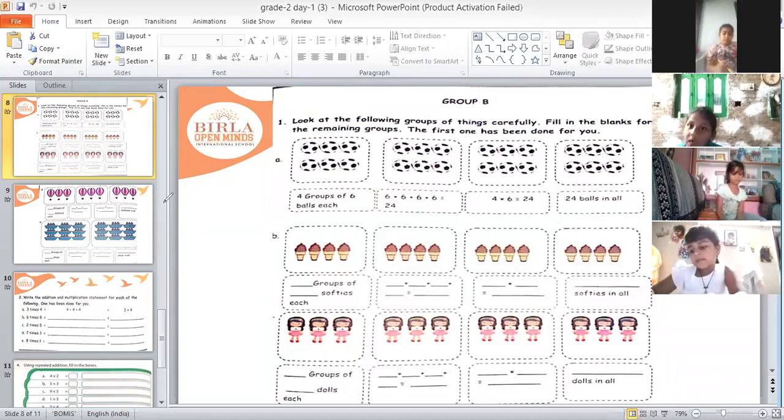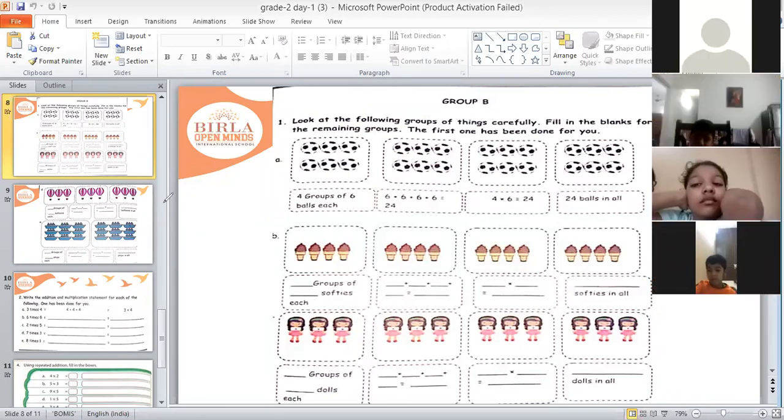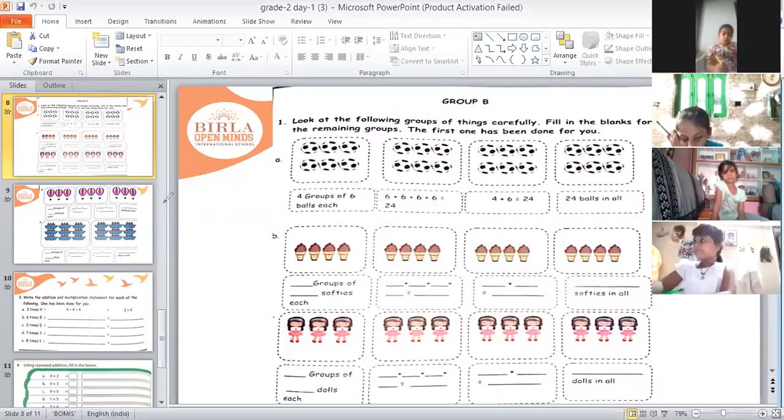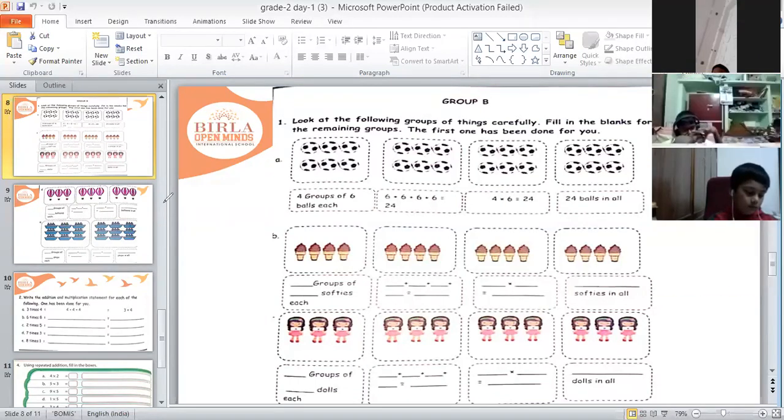See, if you people will not sit at one place, you won't be able to understand. You should sit at one place, you should concentrate, you should listen and look at your screen very carefully.